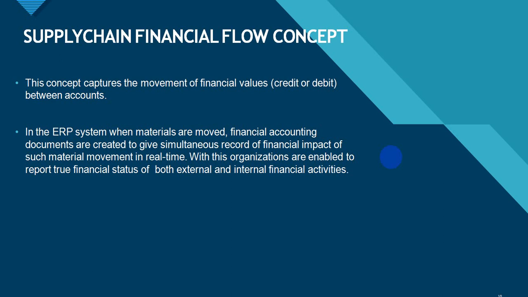In the ERP system, when materials are moved, financial accounting documents are created to give a simultaneous record of the financial impact of such material movement in real time. With this, organizations are enabled to report the true financial status of both external and internal financial activities. Right.